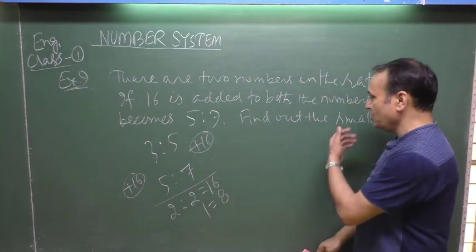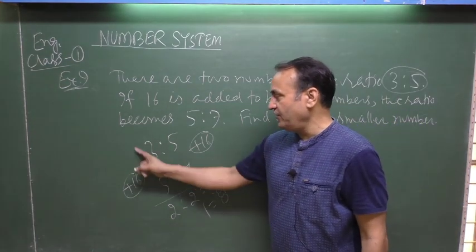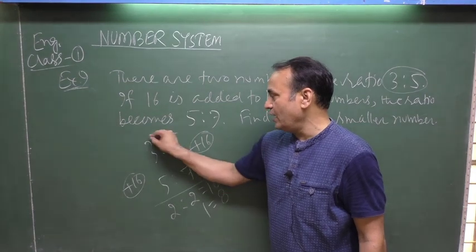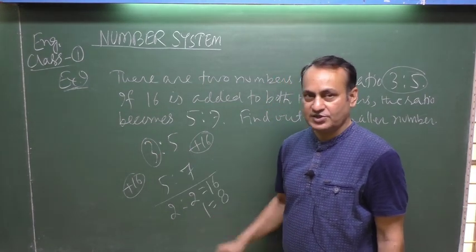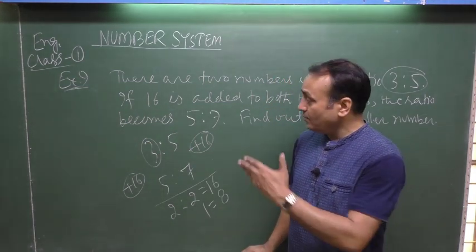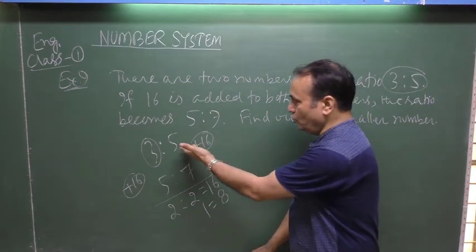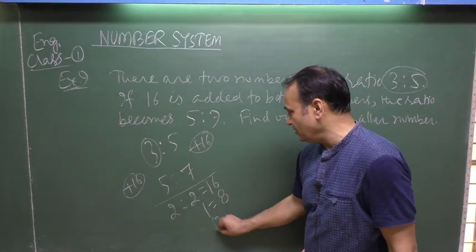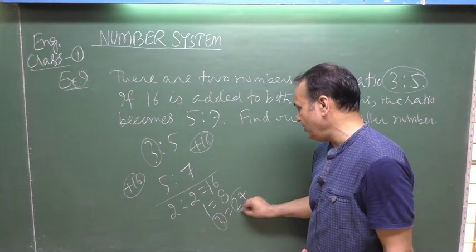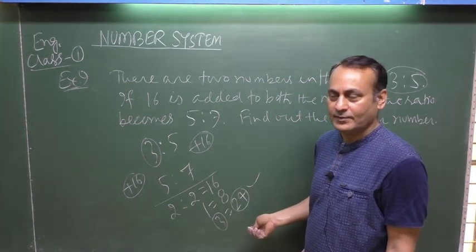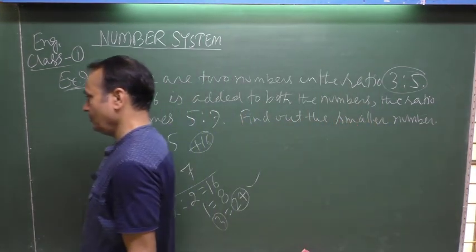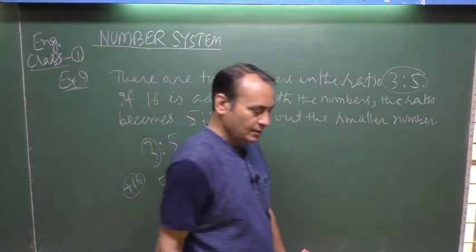The question has demanded the smaller. Smaller or bigger, whatever is asked, you have to see here. The smaller, that means 3. If the question had asked the bigger, you would have opted for 5. Then 3 units equal 24. This is your answer. Copy down.